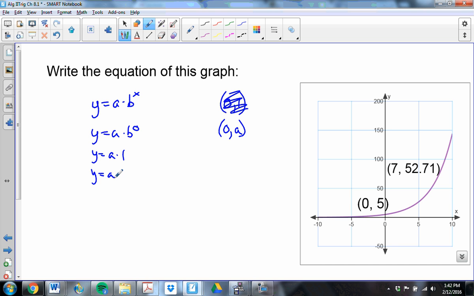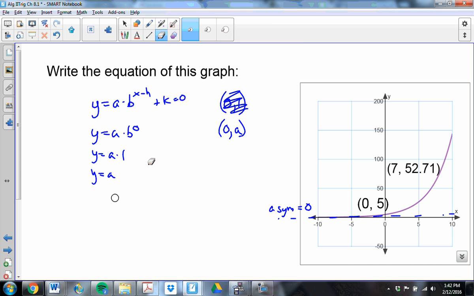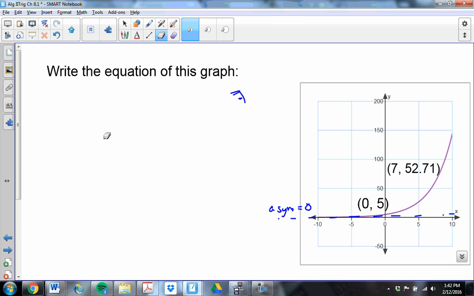So if the graph hasn't been translated left or right or up or down, and you can tell here because the asymptote is 0. If the asymptote is 0, that means that the k value is 0. And we're going to assume that the graphs aren't translated left or right because that actually doesn't happen very often. There's not much need for that. The point 0, comma a is pretty much present in the vast majority of these exponential problems.